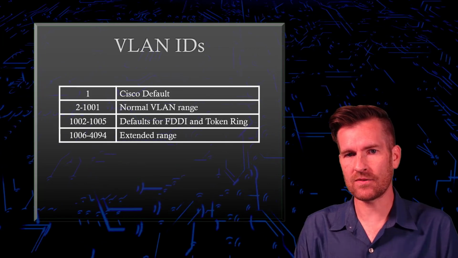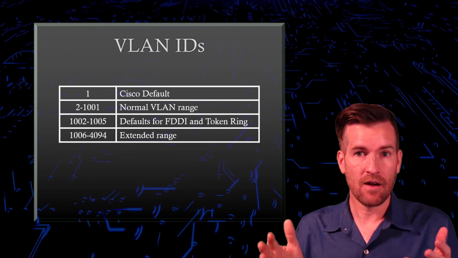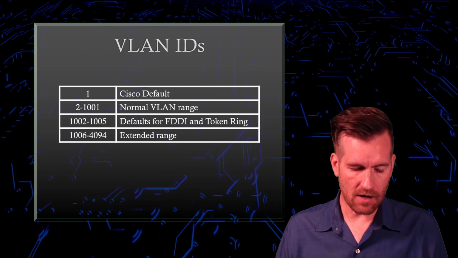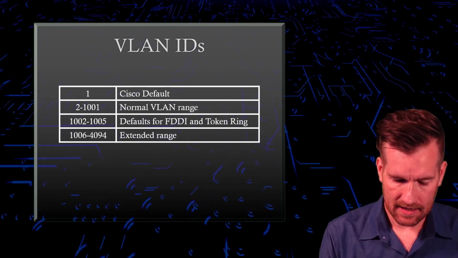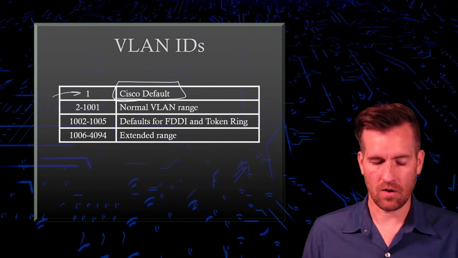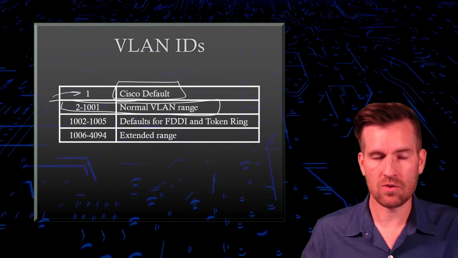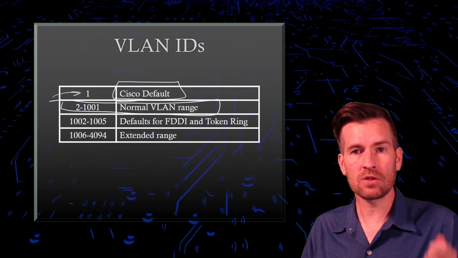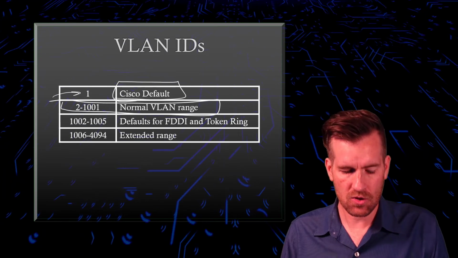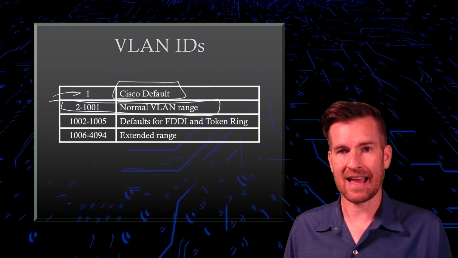VLAN IDs. So we've talked a lot about VLAN IDs, and one thing that we haven't talked about yet is that there are some ranges for these VLAN IDs. So first of all, we already know that VLAN 1 is our default VLAN for Cisco devices. And then the range that you can assign to your VLANs is from 2 to 1001. So you can assign actually quite a few VLANs to your devices. So that's the normal VLAN range that you can assign to your devices.